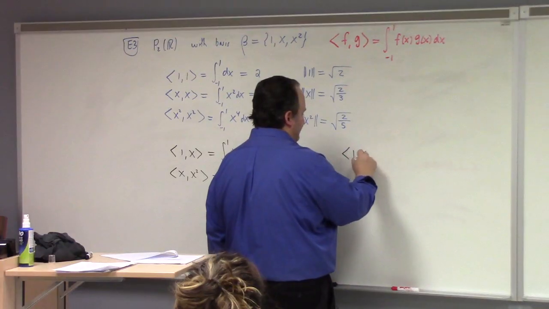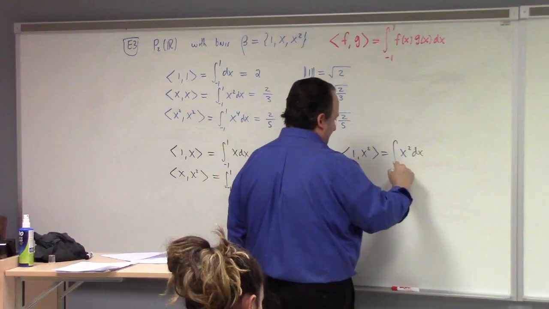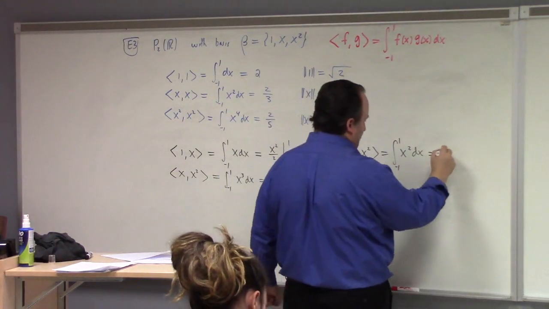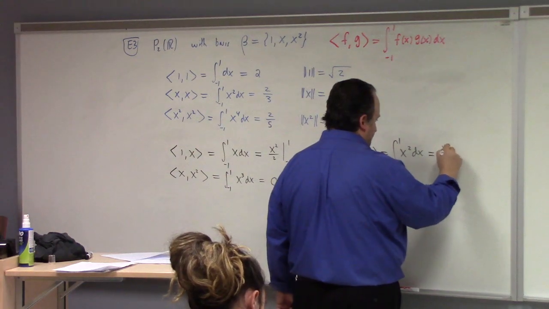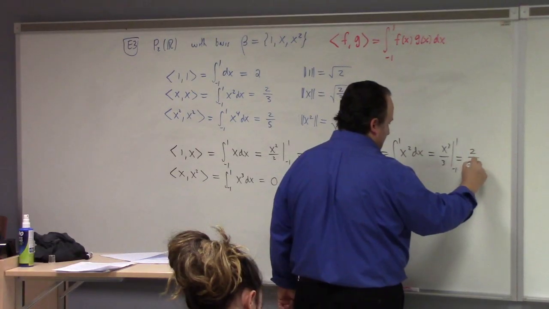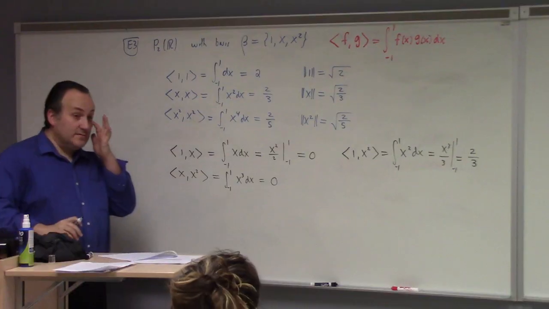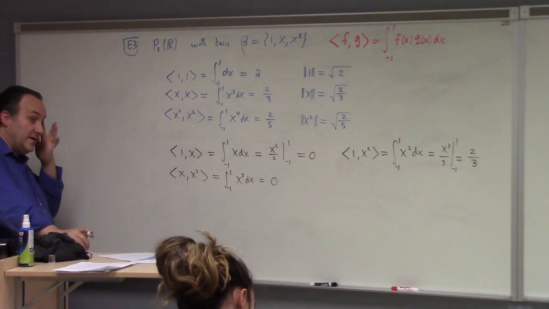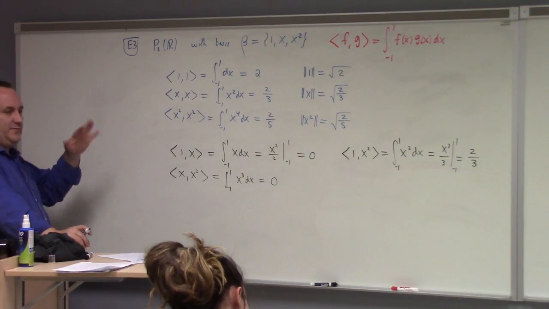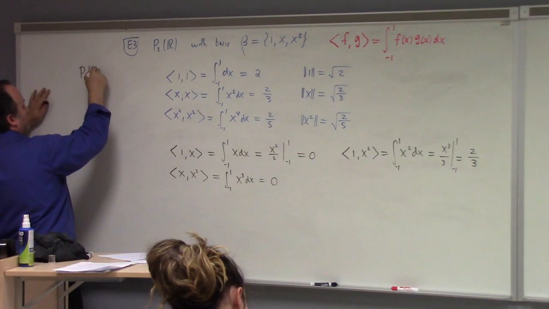How about 1 with x squared? Well, that's 2/3, right? That's x cubed over 3 evaluated from minus 1 to 1, which I've just been glibly writing as 2/3. So this basis is not orthogonal.